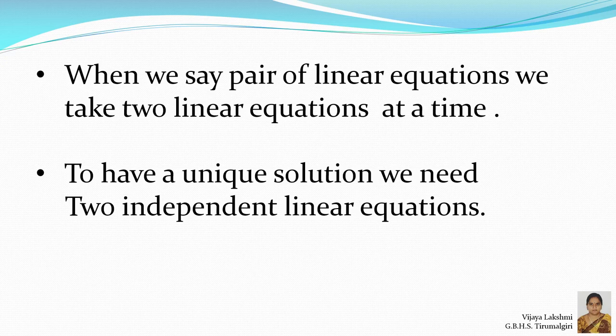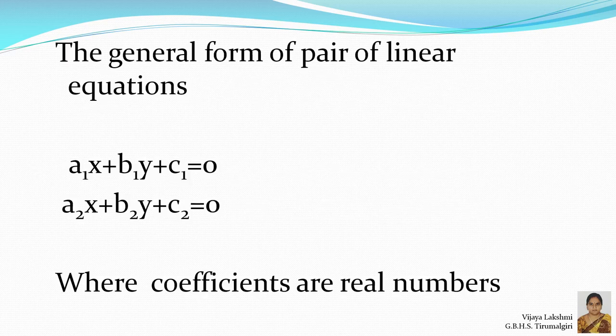When we say pair of linear equations, we take two linear equations at a time. To have a unique solution, we need two independent linear equations. When we say unique solution, one and only one solution. The general form of a pair of linear equations: so we are taking two equations, and we indicate them as a1x plus b1y plus c1 equal to 0 as the first equation and a2x plus b2y plus c2 is equal to 0 as the second equation.